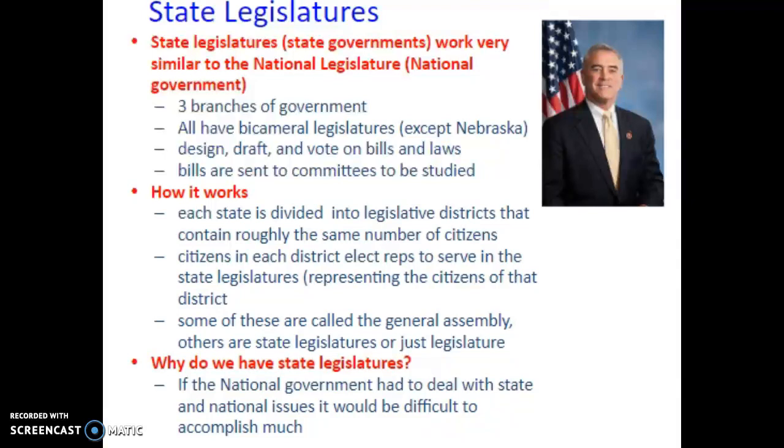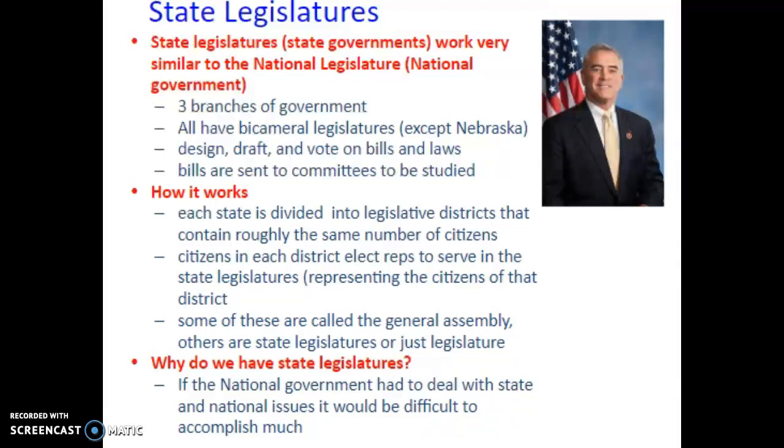They design, draft, and vote on bills and laws, just like our U.S. Senate and U.S. House of Representatives do. Bills are sent to committees to be studied, just as they are in our U.S. Senate and U.S. House of Representatives at the national level. So how does it work?